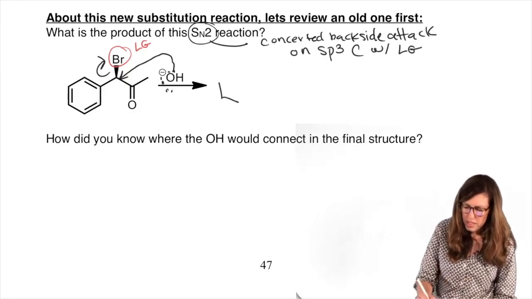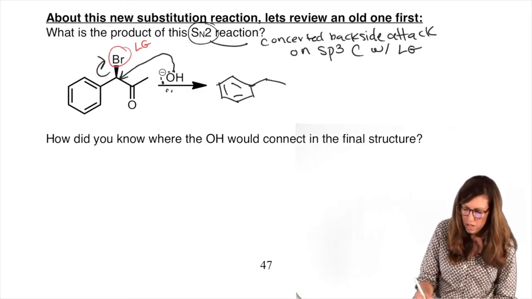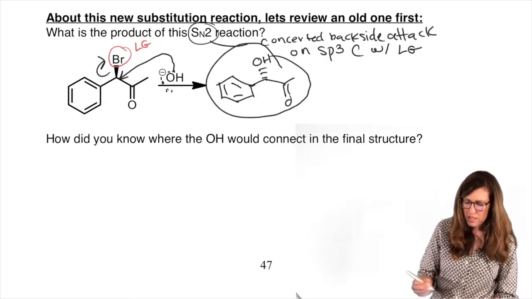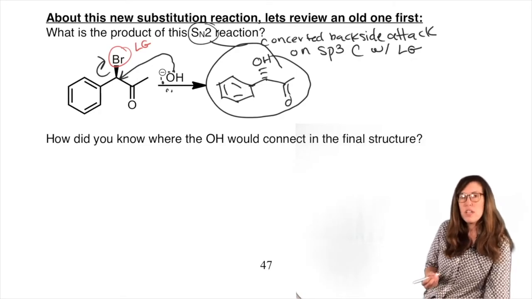So we could predict our product look like this. And this is, of course, an sp3 carbon because it's not part of the benzene ring. The new group has inverted stereochemistry thanks to the backside attack. And so this is a familiar old friend, an SN2 reaction, right? So we're just bringing that up again to remind us what constitutes a substitution.